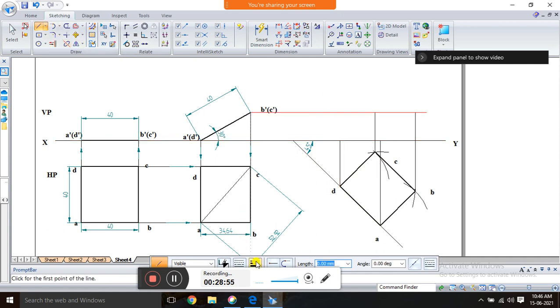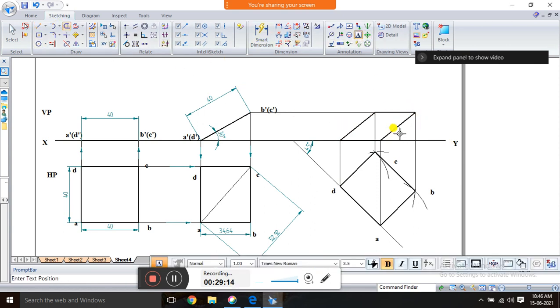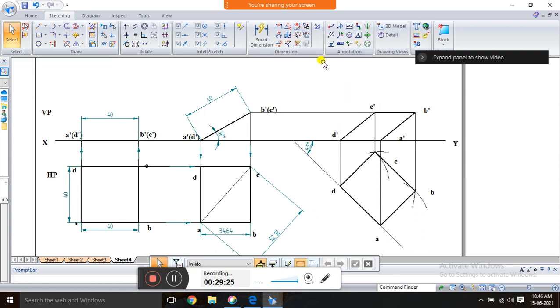Then take the same line. Join A to B, B to C, C to D, and D to A. Then give the names. This one is A dash, this is B dash, this one is C dash, and the last one is D dash. Like this you have to name it, then show the arrow mark.